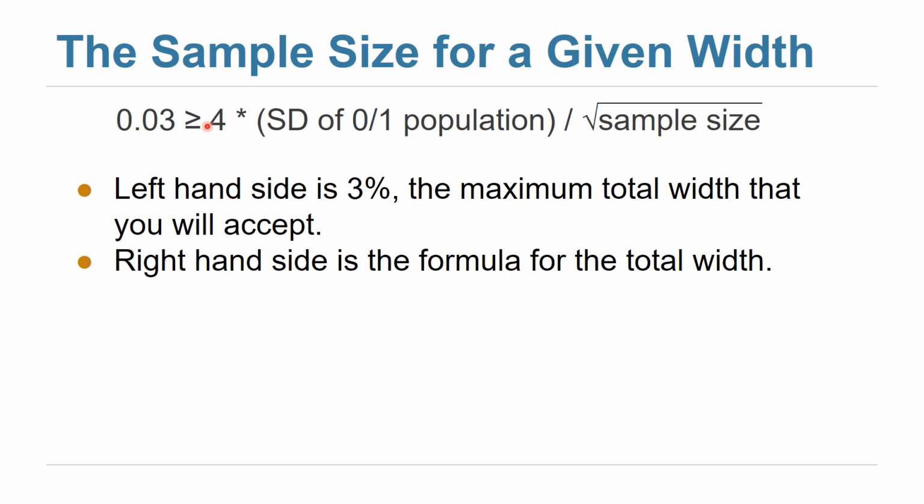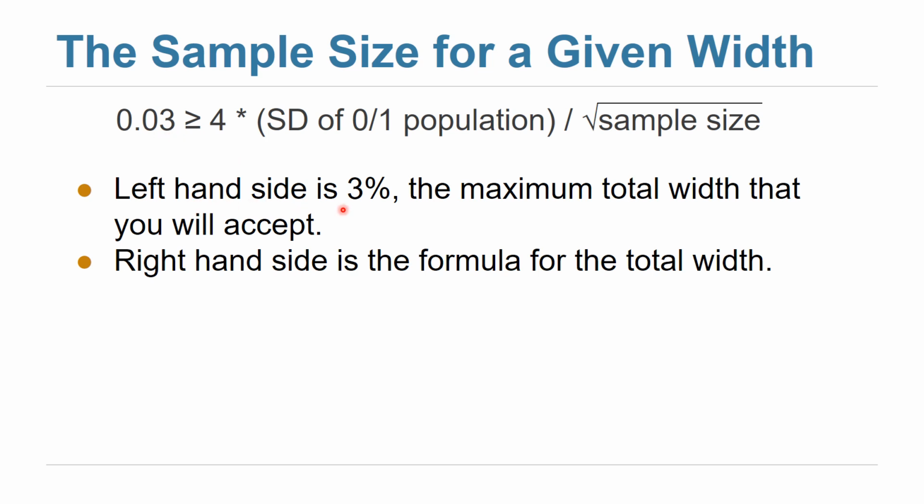That means that the total width, which is 4 times the standard deviation of the 0-1 population divided by the square root of the sample size, should be less than or equal to 0.03. Okay, so that's now the relation between the width that we want and the 95% confidence interval. So that's the width of the confidence interval. We want to design the sample, which here means that we want to get a specific sample size, so that the width of that interval should be less than or equal to 0.03.